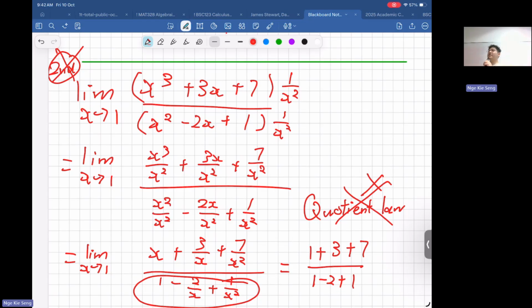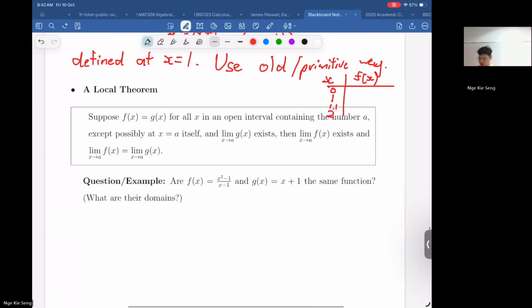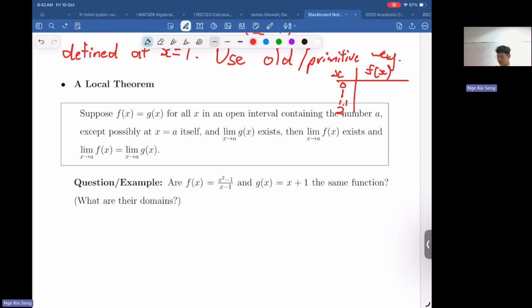Okay. Any question so far? No. But later we will use this kind of trick to find limits. Okay, later we will see again. So, next theorem.